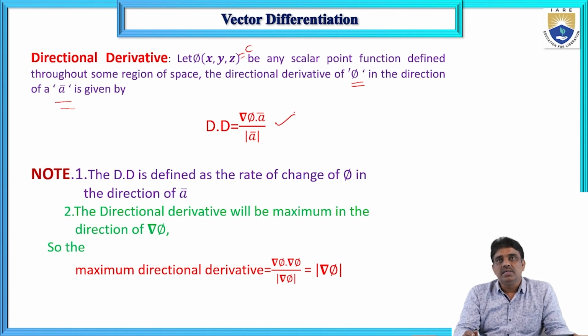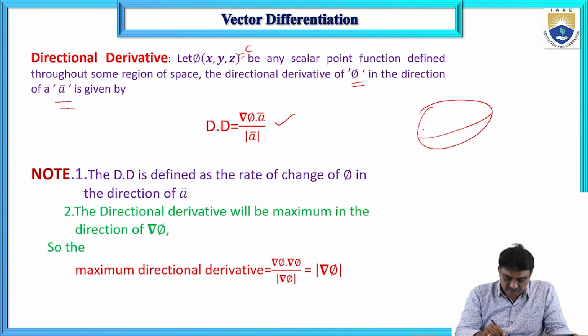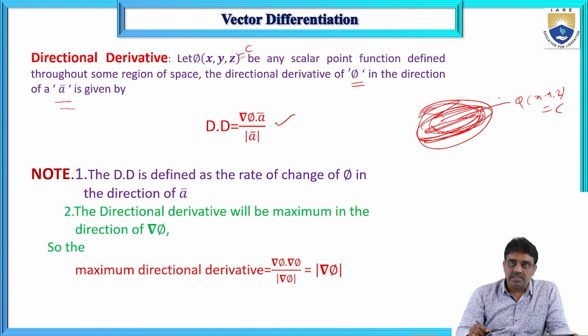Directional derivative is grad phi dot a bar by magnitude of a bar. So what is the directional derivative? Suppose we have any function phi of x, y, z equal to some constant, which is some surface, either a sphere or some three-dimensional object. Then the directional derivative is defined as the rate of change of phi in the direction of a bar.